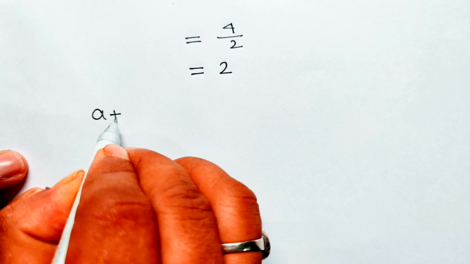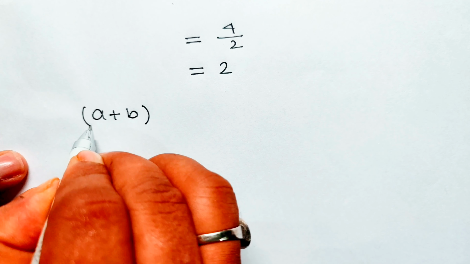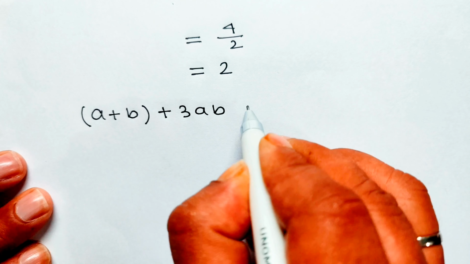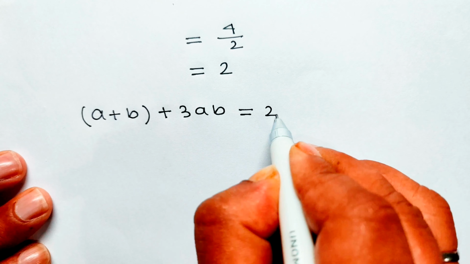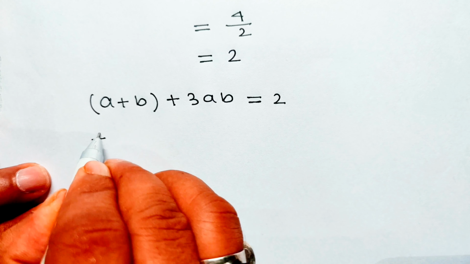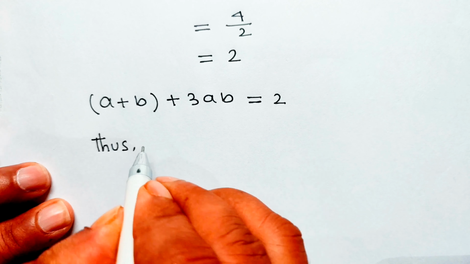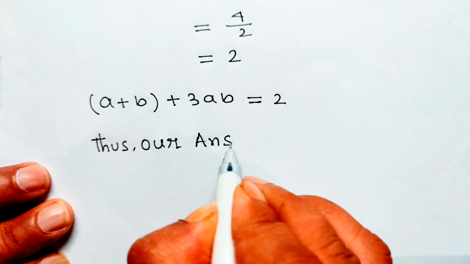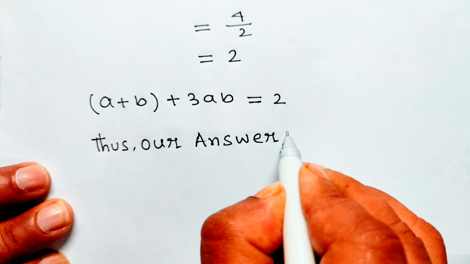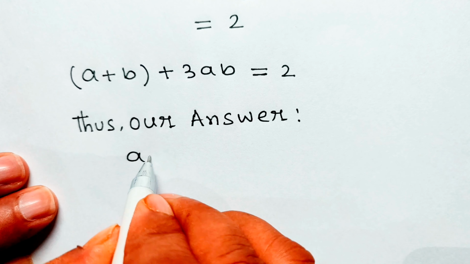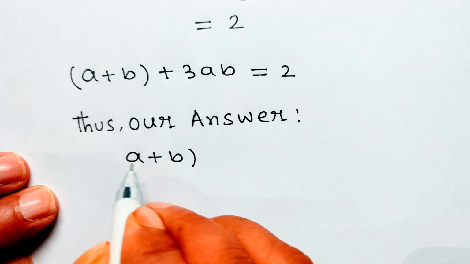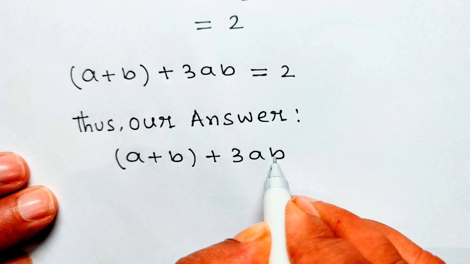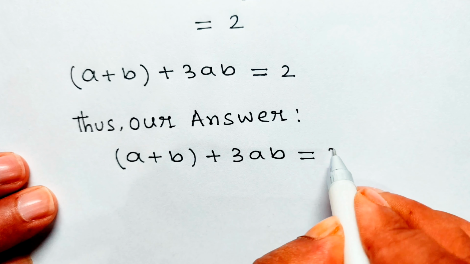a + b + 3ab = 2. Thus, our answer: a + b + 3ab = 2.